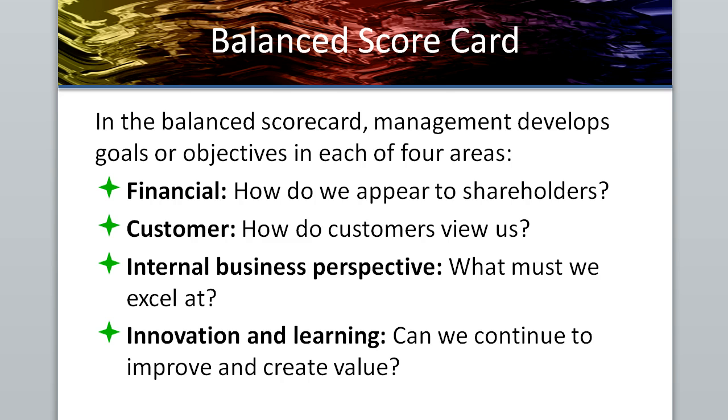So the balanced scorecard helps managers develop goals and objectives in 4 specific areas. Financial: how do we appear to shareholders? So this would be a lot of the financial ratios: total asset turnover, return on equity, return on assets, net profits, gross profits, operational profits, quick ratio, all those types of information. Customers: how do they view us? This could come from customer surveys and how customers are feeling about the brand, about the product, about their experience.